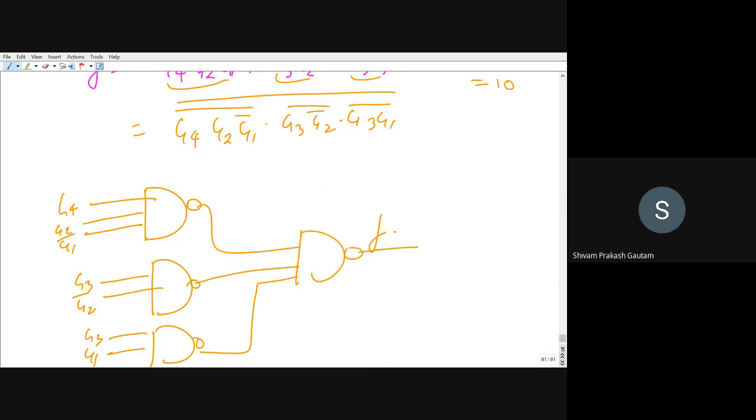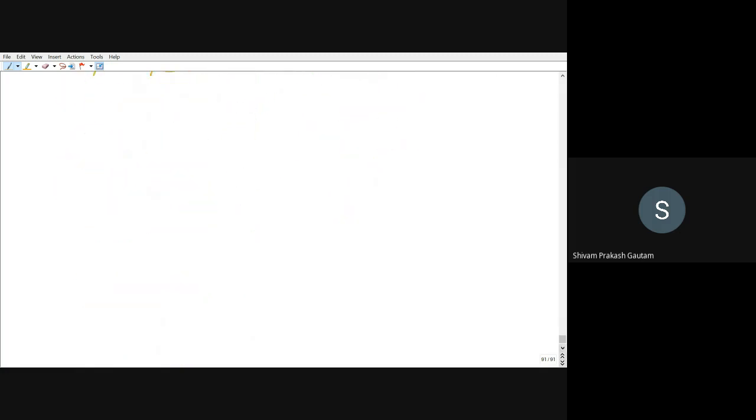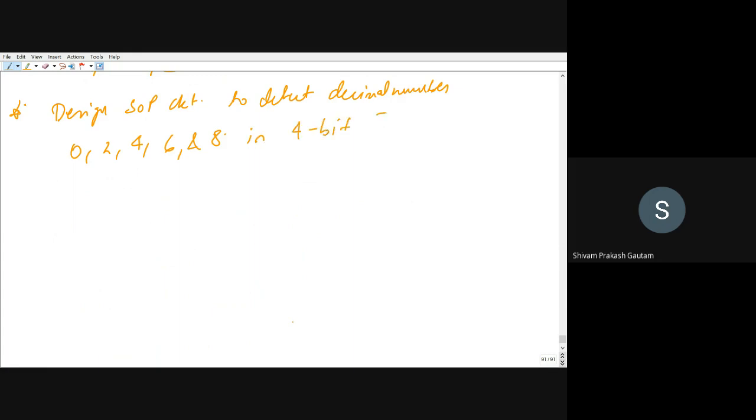Okay. One last problem I will take, then we will stop. One last problem for the day. So here also design an SOP circuit to detect decimal numbers 0, 2, 4, 6, and 8 in 4-bit 5211 BCD code input.